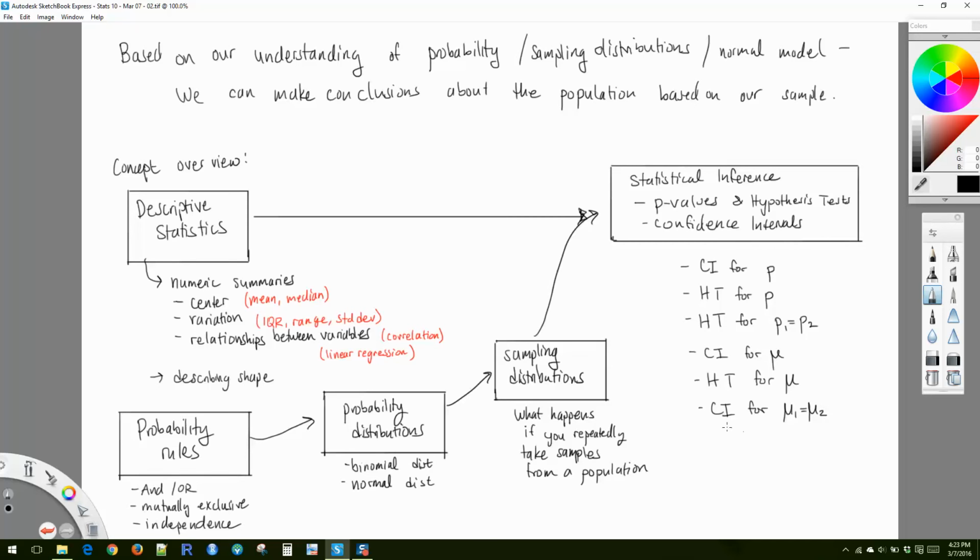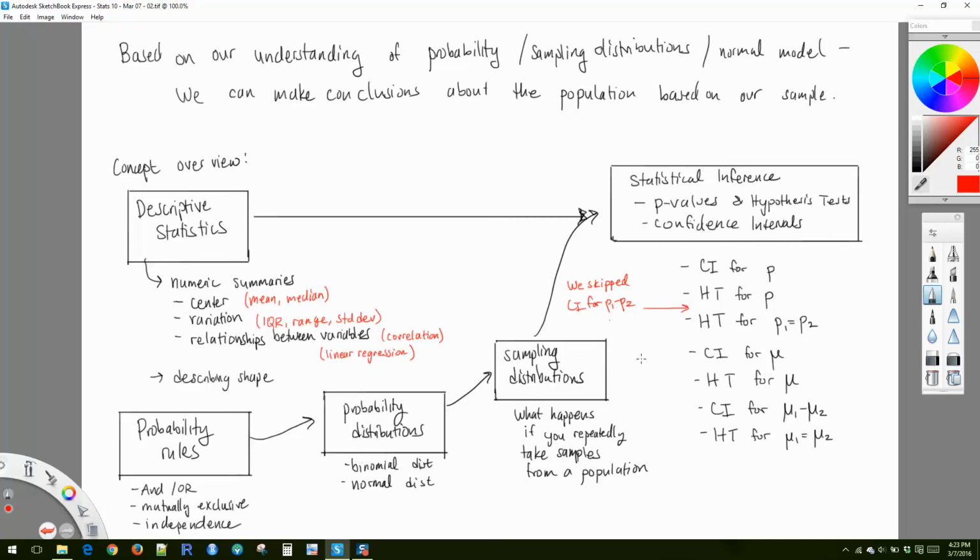or I'm sorry, mu1 equal to mu2. No, sorry, it is mu1 minus mu2. I don't know what I'm saying. And then a hypothesis test for mu1 equal to mu2. So we did skip something. There's something missing here, and that's we skipped the confidence interval for P1 minus P2, okay?